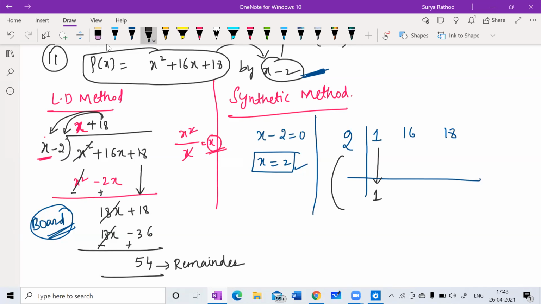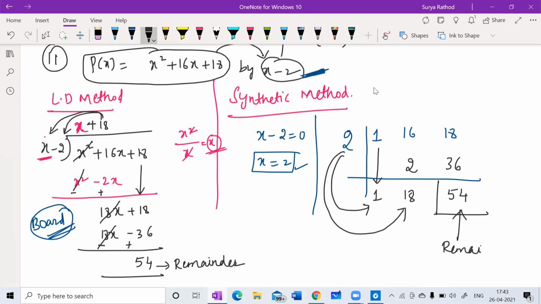And this 2 into 1 is going to give me 2. All right. So now 16 plus 2, I'm adding over here. I'm getting 18. Again, I'm just multiplying this 2 into 18. 2 into 18, 36, which is going to give me 36. Now, if I add 36 plus 18, which is going to give me 54. This is my remainder, as simple as that. Remainder.